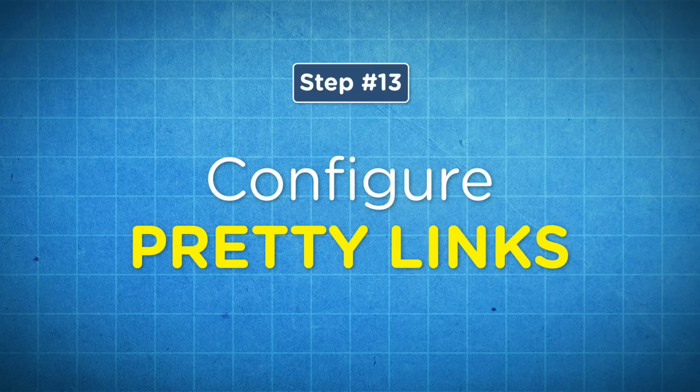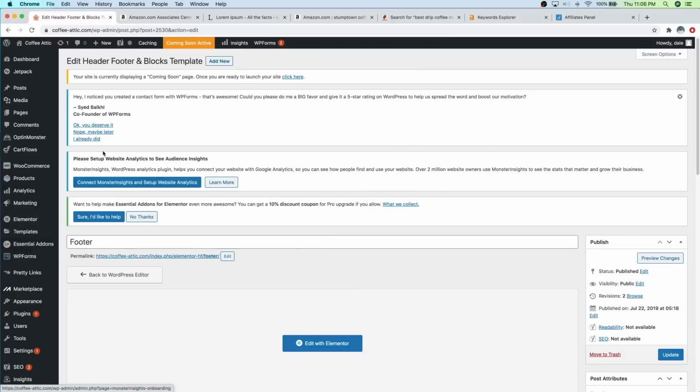And now, step number 13 is to configure pretty links. So if you remember from the beginning, we got that pretty links plugin. And what we can do is create really nice links that you can share on social or wherever you're going to be driving traffic to your website or blog. So I'll show you what I mean. We'll go over to Pretty Links and go to Add New.